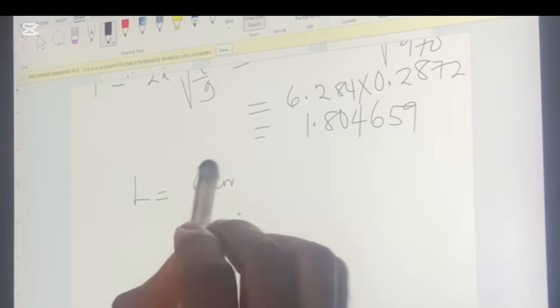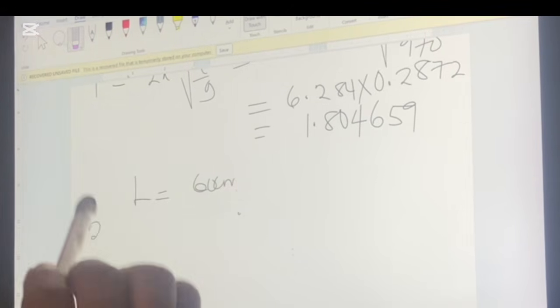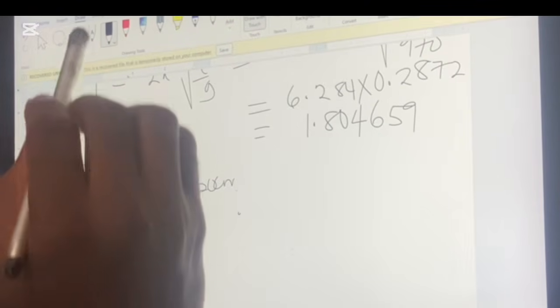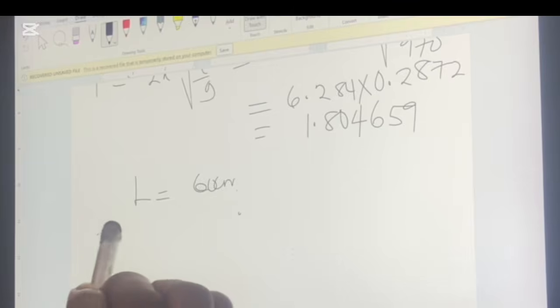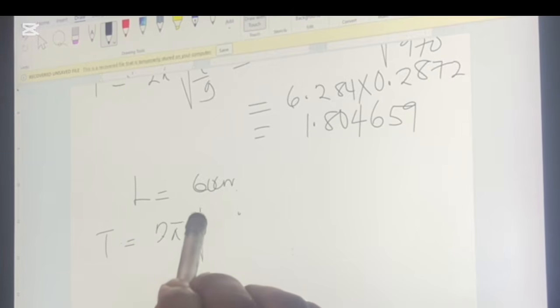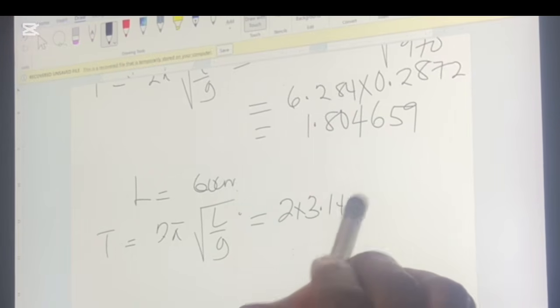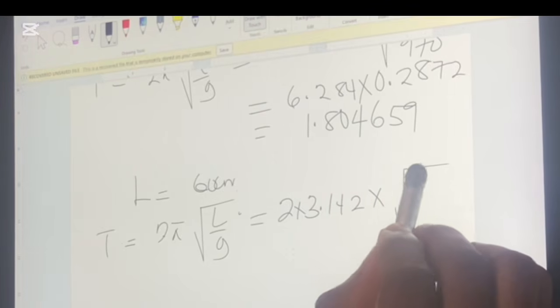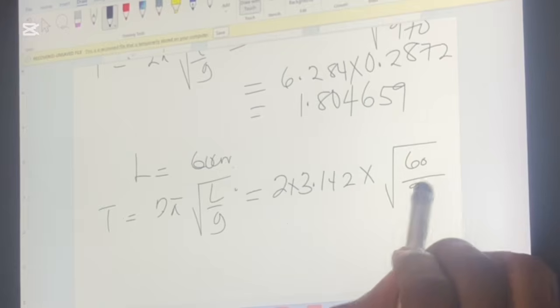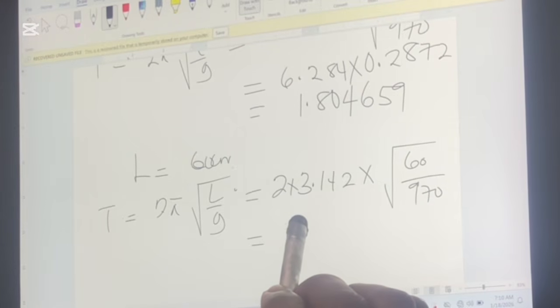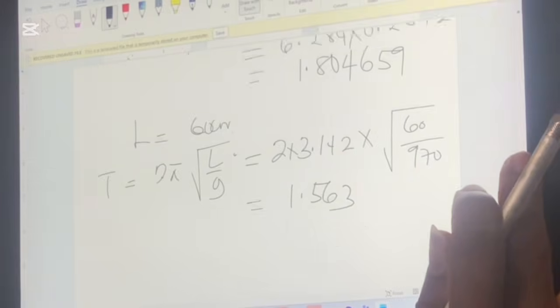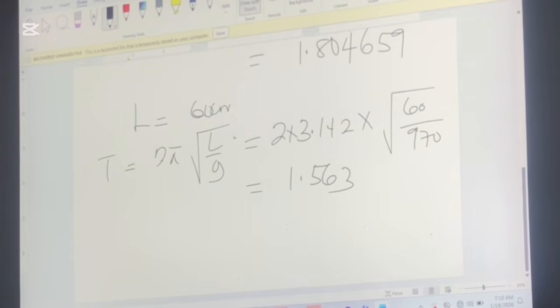Okay, now the next one is when L is equal to 60 cm. Our T, which is the period, is equal to 2 pi square root of L over G, equal to 2 times 3.142 times the square root of 60 over 970. So the answer to this is 1.563.